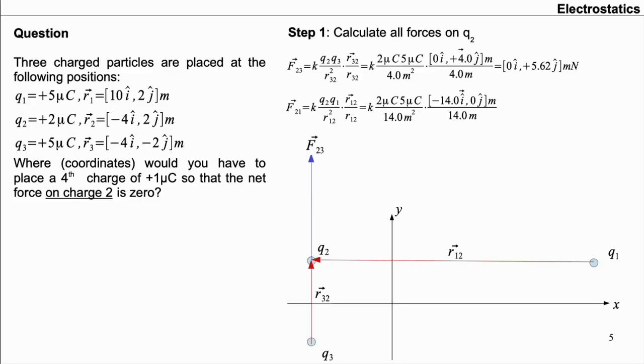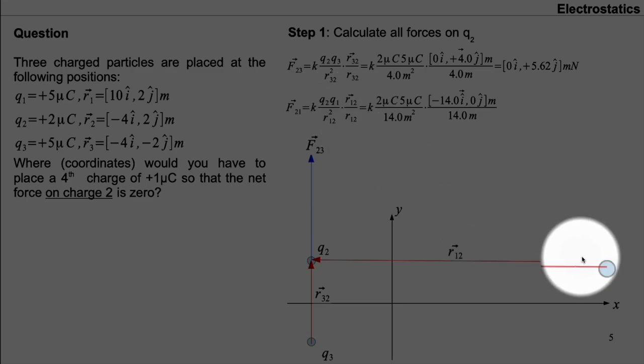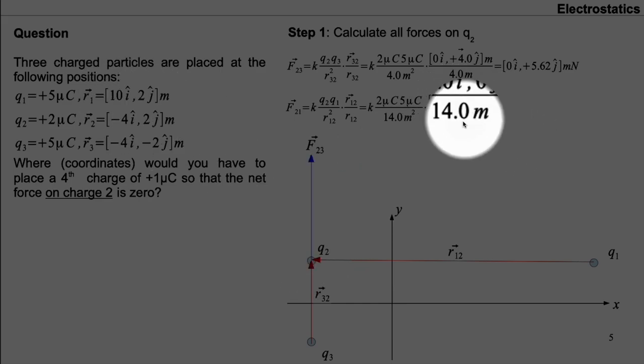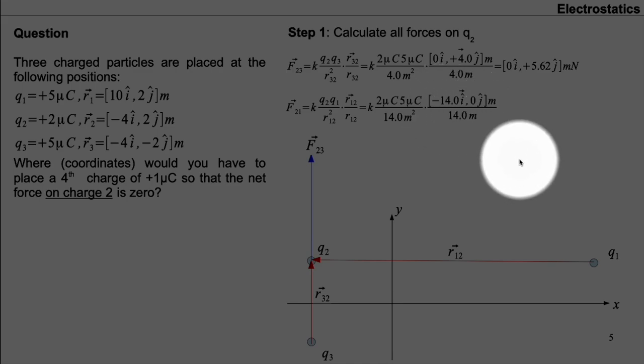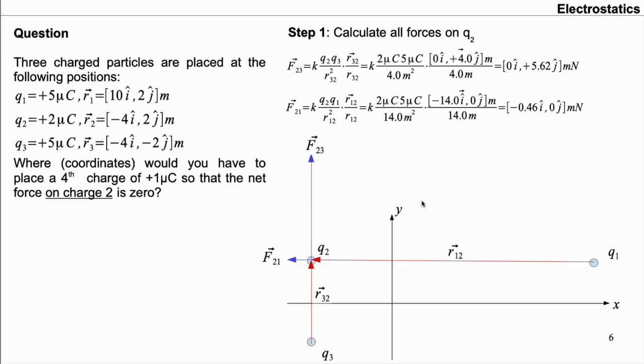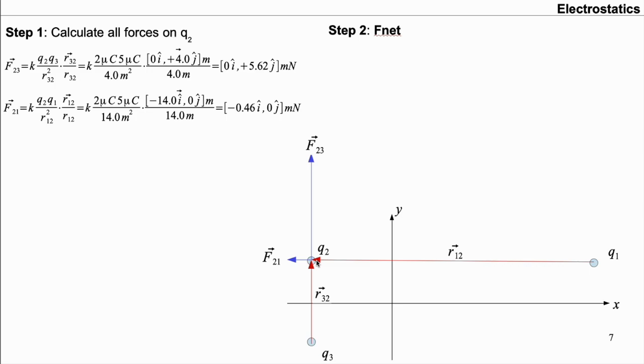Then we do the same for the force on 2 by 1. This time my vector that points from Q1 to Q2 is, given those coordinates here, minus 14 in x over a distance of 14, so minus 1 in x. And if I plug all of the numbers in, I get my vector for the force on 2 by 1. I'm going to remove the question to make a little bit of space and put my step one to the left.